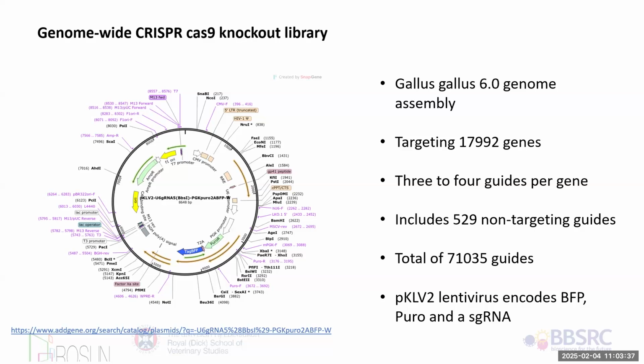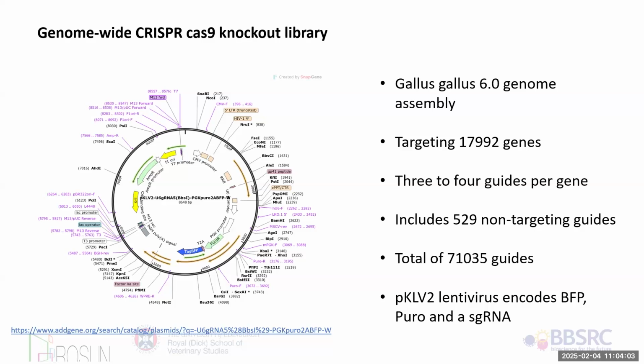Okay, so for our library, we had 3 to 4 guides per gene, targeting around about 18,000 genes. That worked out as, I've forgotten how many targeting guides there were, but we also had 529 non-targeting guides, so a total of 71,000 guides for this library. Not a massive library, but it worked for us.